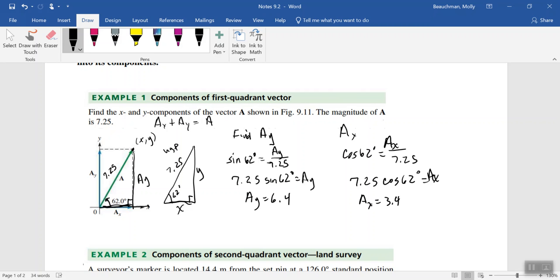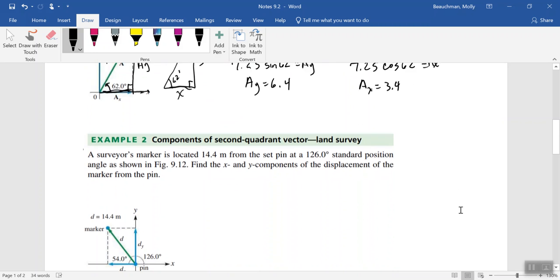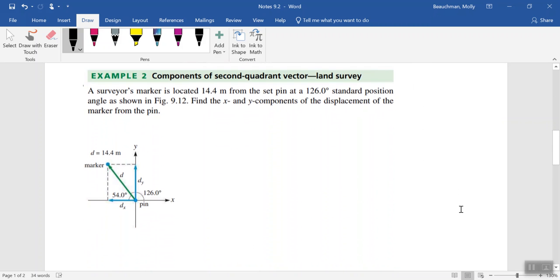So those are the x and y components of the vector A. They're not only these lengths in the triangle, it's actually the coordinate at the terminal side of your vector A. It actually lands right here at the point (3.4, 6.4). All right, so that's in the first quadrant. What happens if your vector lands in a different quadrant?